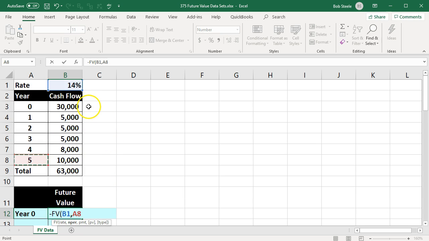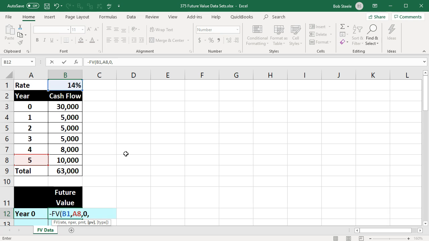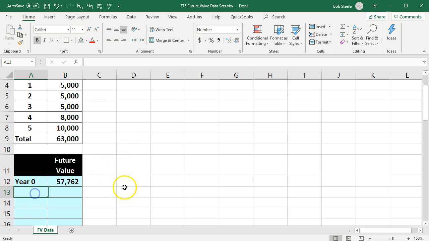It's starting at 0. There's going to be 5 periods, at which point we're going to say this is what the future value is at the end of 5 periods. So 5 periods, comma, and then we're going to take the payment 0 because this is not an annuity. This is going to be a 1, future value of 1, and then we'll take the present value number, which is that 30,000, and enter. So that's for year 0.